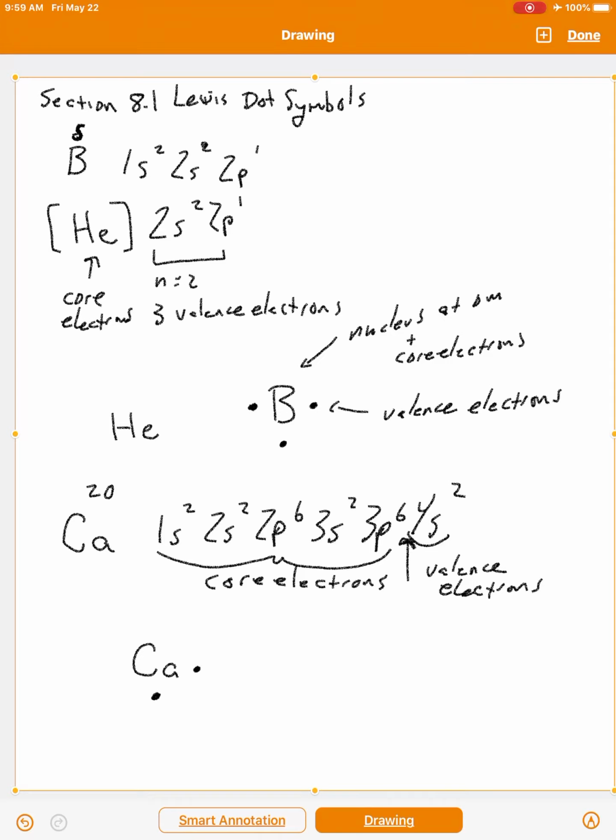This time, you can try it yourself. You can pause the video if you want and try it. It might be helpful to have a periodic table. So let's try fluorine, which is element number 9. We're going to draw the Lewis dot symbol. See what you come up with.